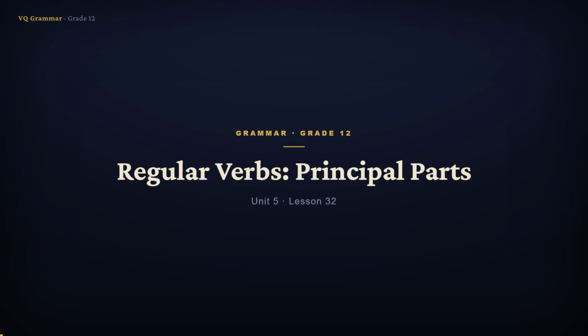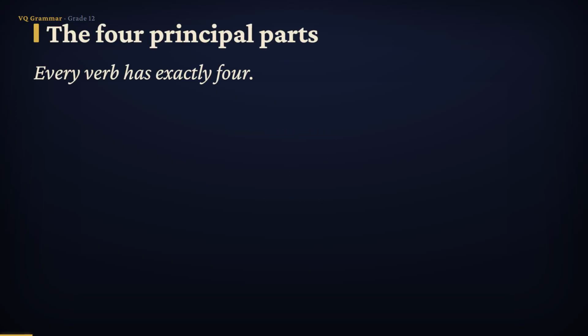I'm glad you're here. This is Unit 5, Lesson 32. We begin verb tenses, voice, and mood. It's a big unit, and everything in it rests on one small foundation that we're laying today, the principal parts of a verb. Every verb you will ever use has exactly 4 of them, and once you can name those 4, every tense in English opens up for you. We'll start with the friendliest kind of verb there is, the regular one. Let's get to it. Let's start with the whole map.